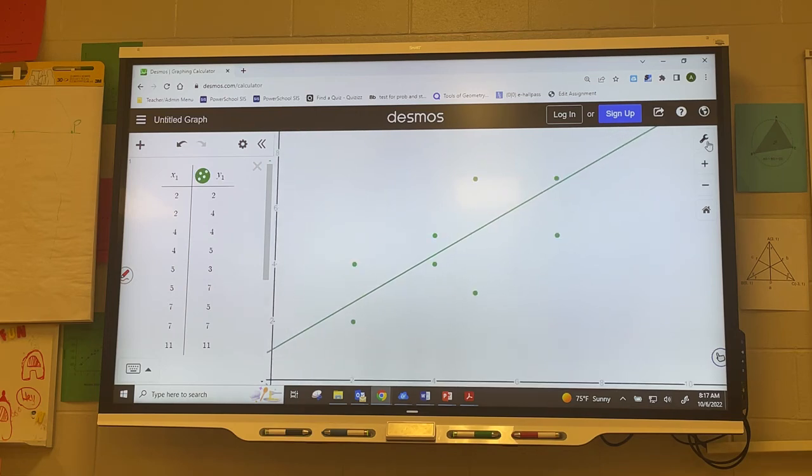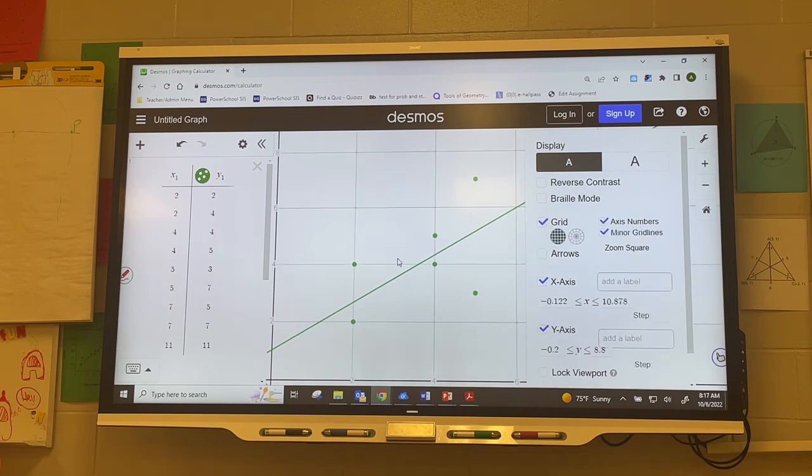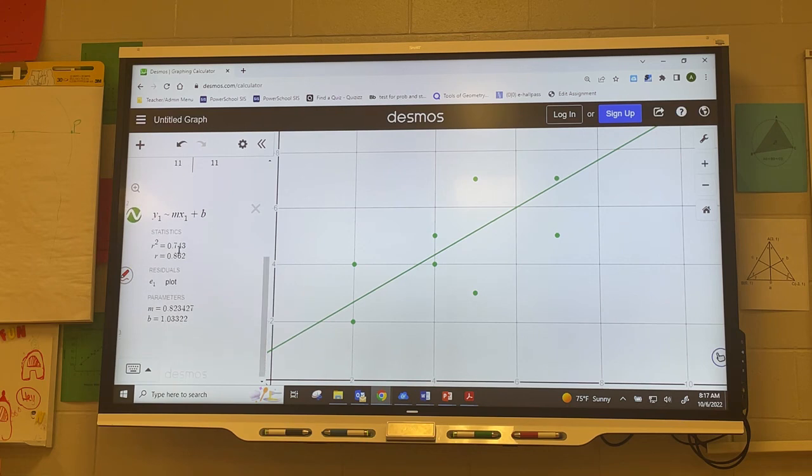But I like to see the grids because the kids sometimes will be asked to find the slope without using the given thing here. They'll have to find 2 points on the line and find the slope between those 2 points. But sometimes it's easier to just do this section here and get on with it.